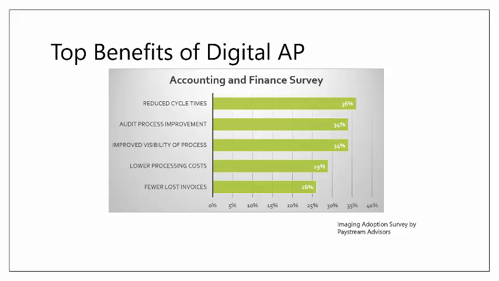Okay, so we've reviewed reasons to move into digital processing. What I'd like to show you now is a quick survey where they interviewed chief financial officers after they implemented a digital solution. These interviews identified benefits such as reduced cycle time, improved audit process, and improved visibility of process. Everything is focused on reducing costs and taking advantage of a digital AP process.